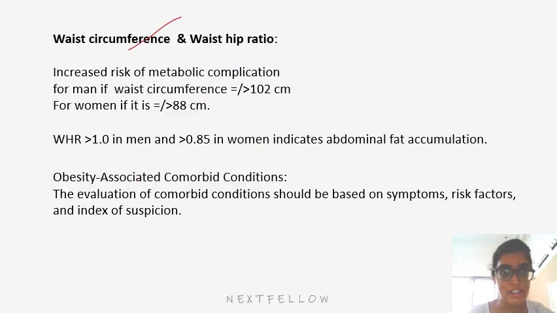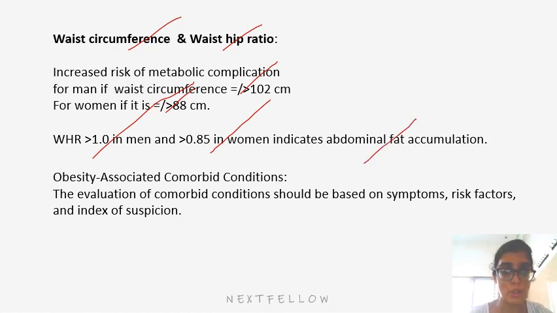Waist circumference and waist hip ratio. Increased risk of metabolic complications for men if waist circumference is equal to or greater than 102, or for women if it is equal to or greater than 88. Waist hip ratio greater than 1 in men and greater than 0.85 in women indicates abdominal fat accumulation.